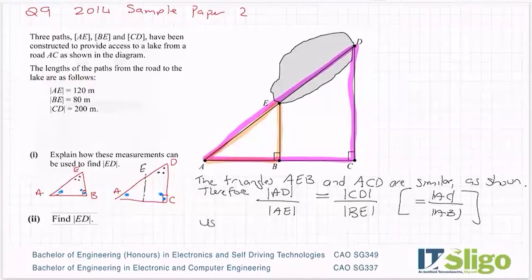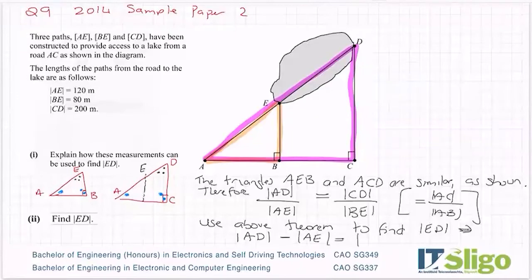So we're going to use the above theorem or formula or ratio, whatever you want to call it, to find ED. Why? Because AD minus AE equals ED, or something to that effect. You can write it down in English, you can write it down in maths language, whichever you feel more comfortable doing.